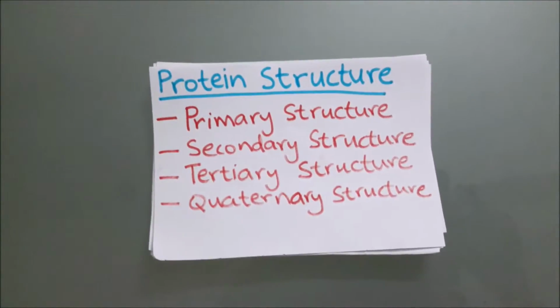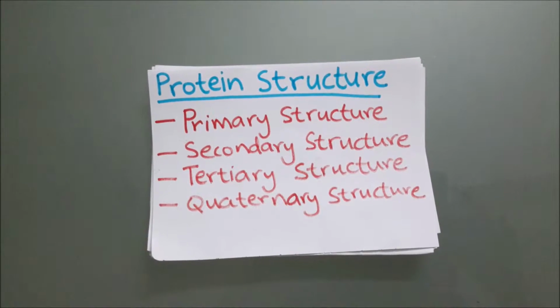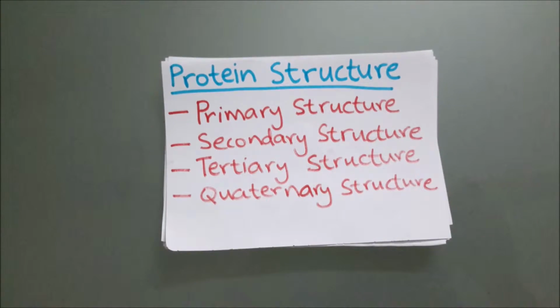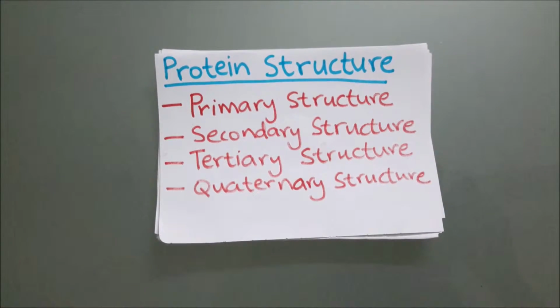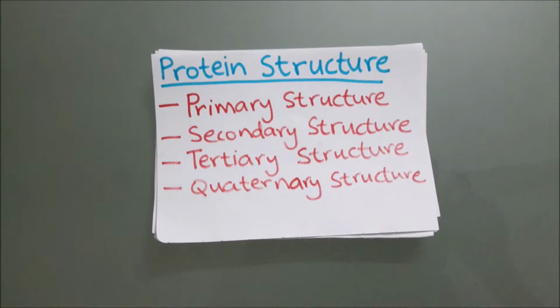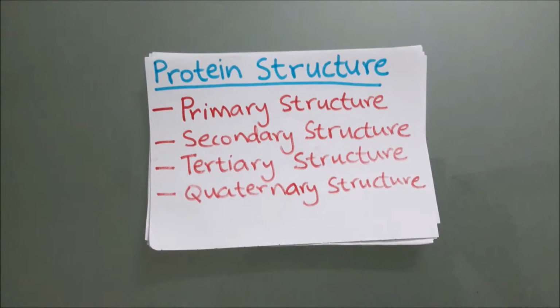There are 4 levels of proteins. You have the primary structure, the secondary structure, the tertiary structure, and the quaternary structure. I'm going to first talk about the primary structure. Take for example the word near. When you rearrange the word near, you get the word earn.